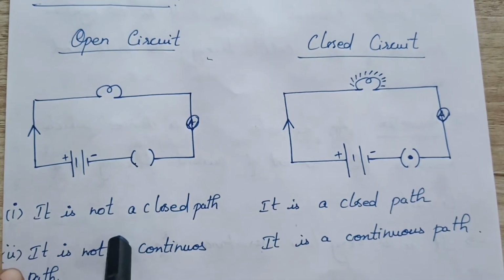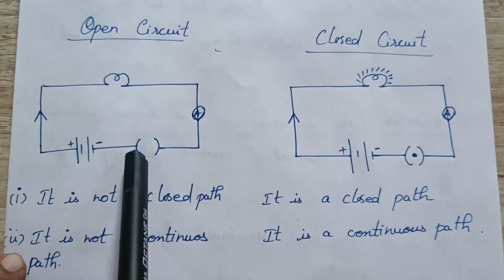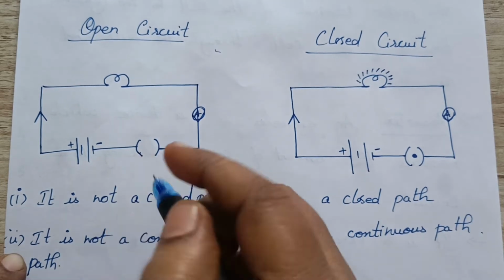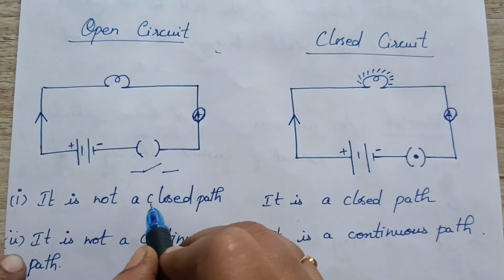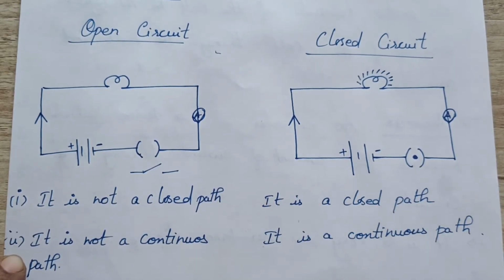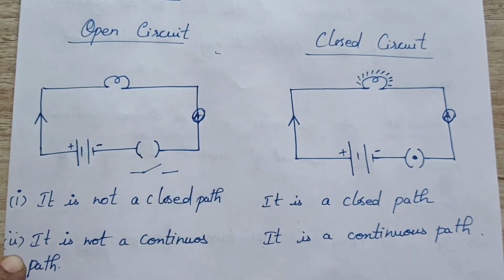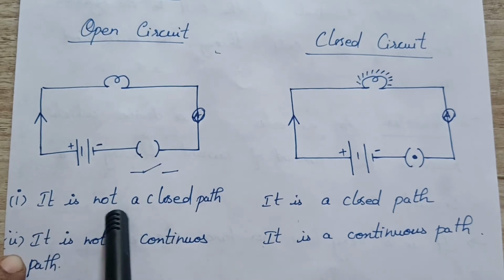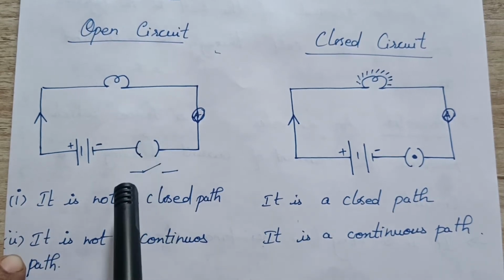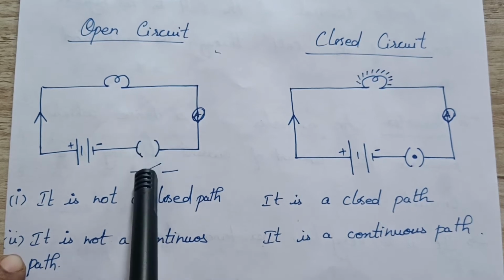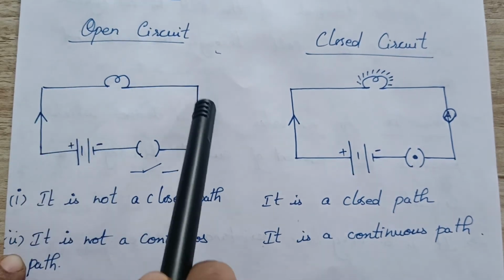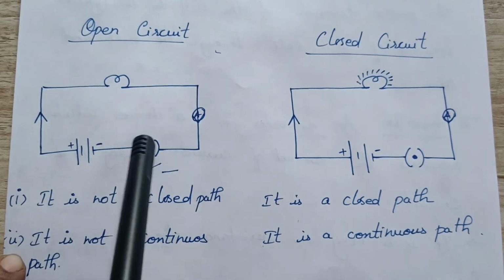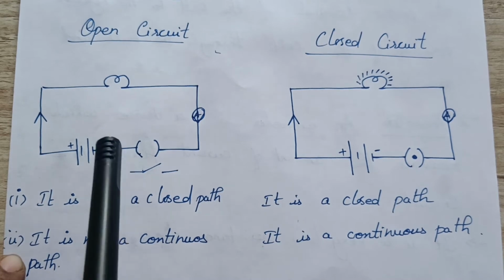Open circuit is not a closed path. If the switch is open, we can represent this switch like this, it is open. Either we can show it like this switch or plug key. So it is not a closed path, it is open here. Since it is open here, it is not a continuous path, so the flow of electrons will not happen here. Flow of electron is not there.